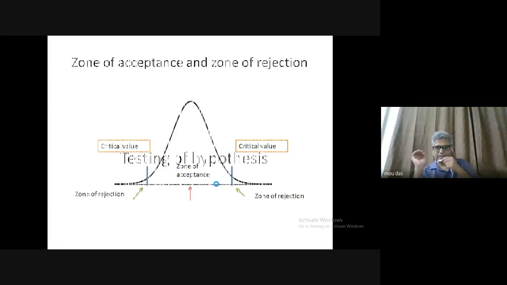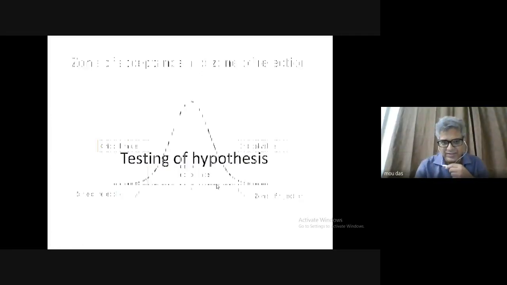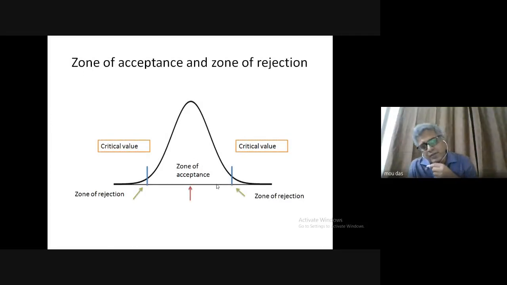the confidence interval. Now we have gathered the concept of confidence interval, the concept of what is a p-value or critical value, and the concept of the normal curve, how the normal curve helps in defining different population attributes of different probability distributions. Now we'll see how this helps in testing a hypothesis.